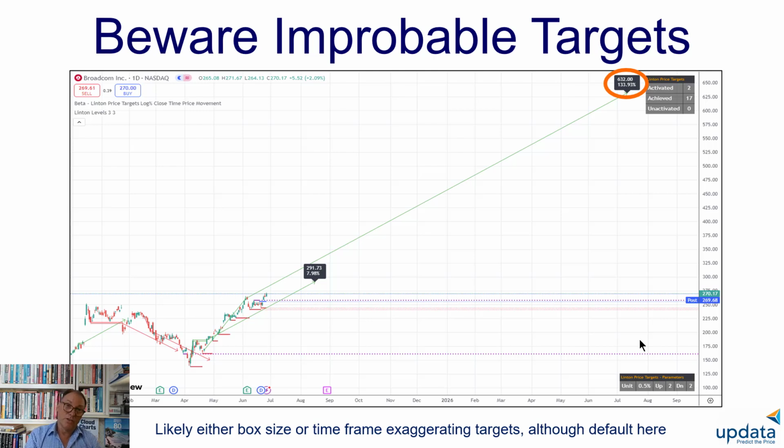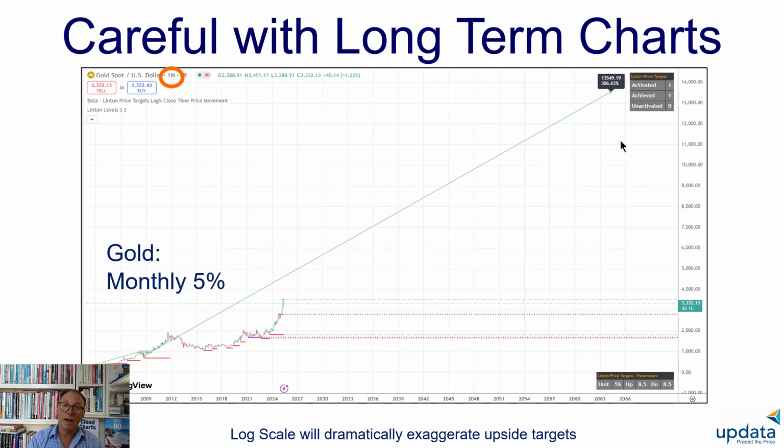Some of the pitfalls are beware of improbable targets. And that's a really key point here, is sometimes you will have targets that just are improbable, and you should always focus on the nearest targets first. They will be met before the improbable ones. And on long-term charts, you will often get improbable targets.